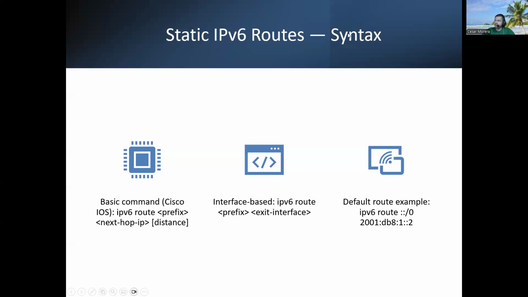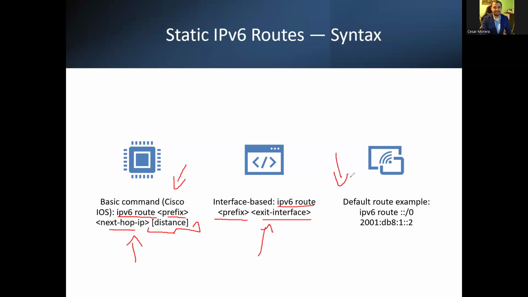Now, IPv6 route syntax. What do we have here, boys and girls? This is ipv6 route, then the prefix, the next hop IP address, and the distance. That is the basic Cisco IOS command. Then for interface based, we have ipv6 route, then the prefix, and then the exit interface. So we can configure a next hop IP address or an exit interface. What else do we have here? The default route example.